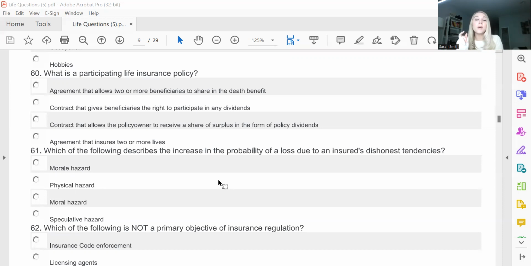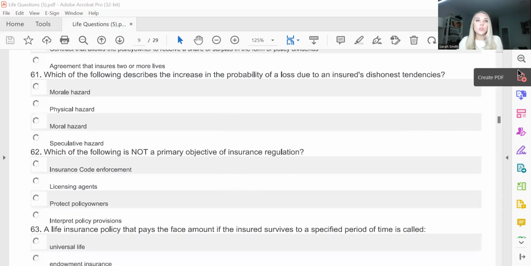a contract that allows the policy owner to receive a share of surplus in the form of policy dividends. Now, of course, you can look at B and C and you say, well, they're so similar. What's the difference? You as the policy owner of a mutual company, you would own a piece of that company. So you as the owner would be able to receive your share of surplus, not the beneficiary. The beneficiary does not own the policy. They don't pay the company. That's the difference. So owner receives share of divisible surplus, not beneficiary.